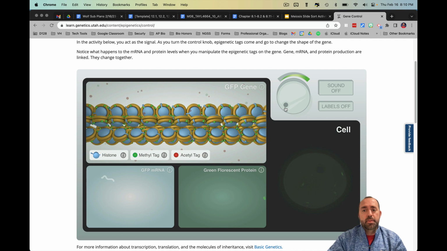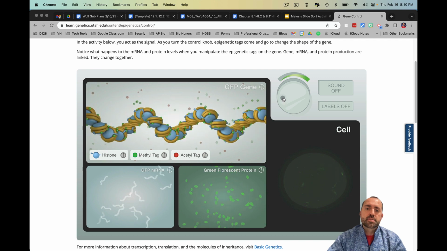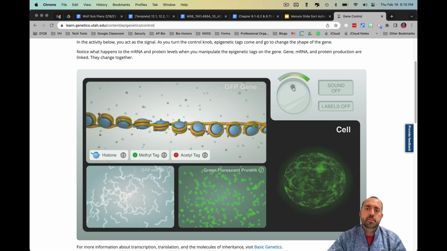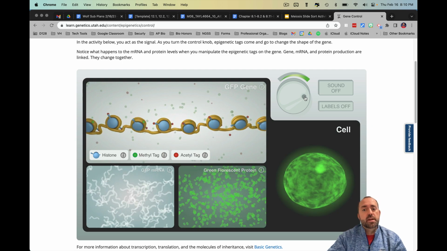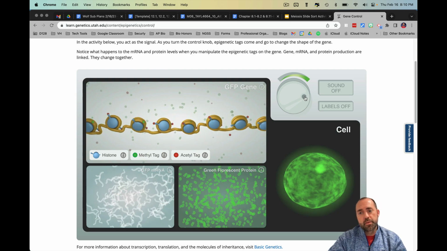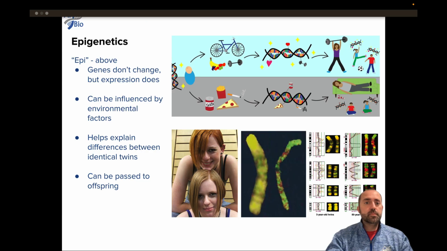So that's a great example of how you have heterochromatin, where the DNA is all packed up and the histones are not acetylated, and then you start to acetylate them and the DNA gets stretched back out. We can actually access the genes, start transcription, and then go through translation.